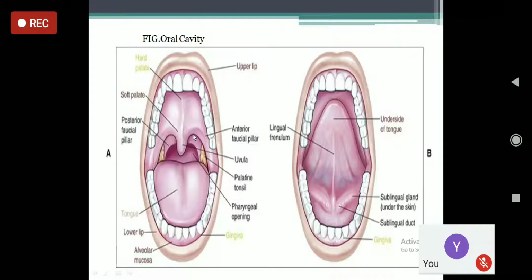So if it affects the faucial area, it is known as faucial type, and according to the affected area, they are termed accordingly. These are the tonsils, and this is the pharyngeal wall, and inside the pharynx there is the larynx, and beneath the larynx there is the trachea. Okay, like that.